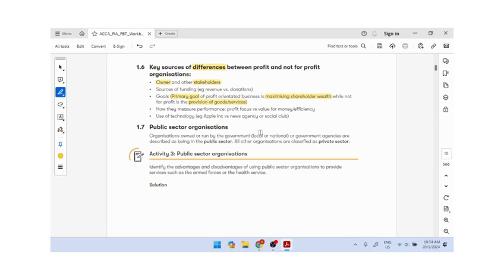For example, in one month you are given 10,000. How many people can you help? If you run it efficiently, maybe you can help 20. If you run it not efficiently, maybe you can only help 1 person. So this is the difference.